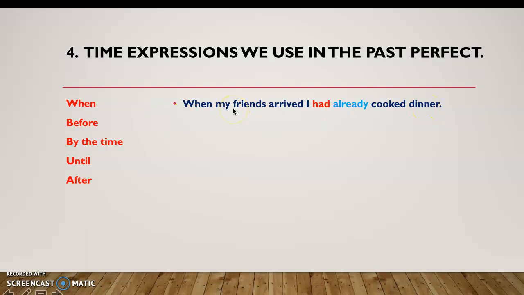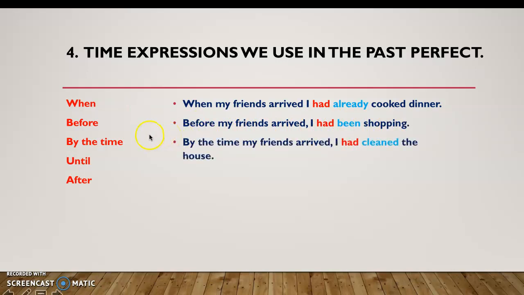Which one happened first? Cooked dinner or my friends arrived? I cooked dinner. That's the one that happened first. We put that in the past perfect. Before my friends arrived, I had been shopping.